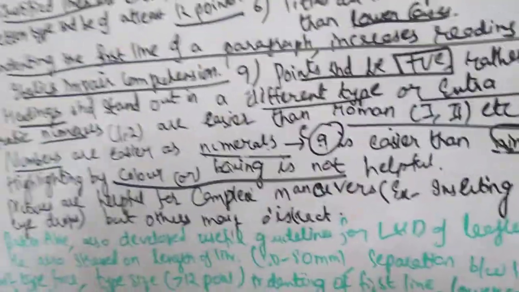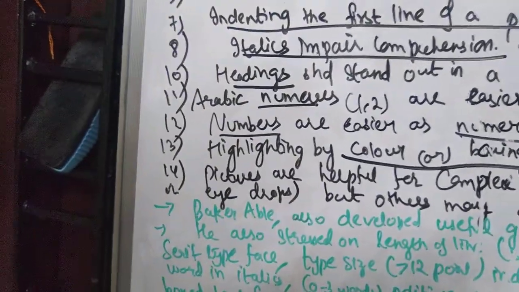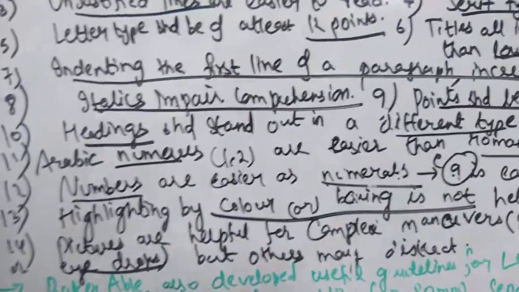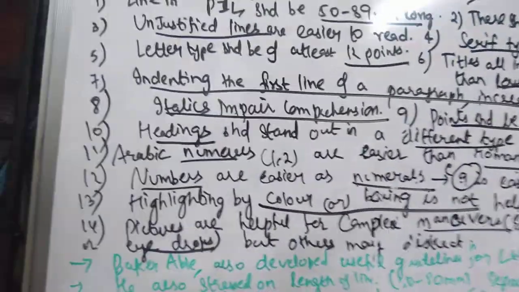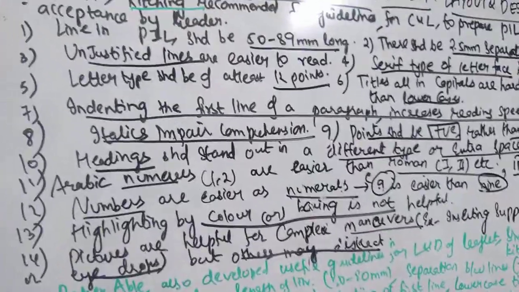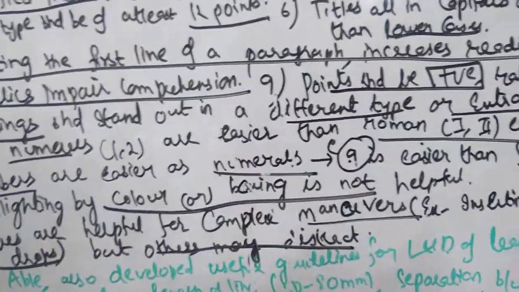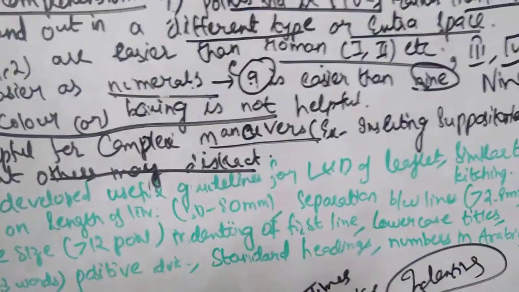So if we show inserting suppositories by a picture, or how to use eye drops, like how to puncture with the nozzle and how to open that opening, it will help in easy understanding and better administration. So pictures are helpful for complex maneuvers, but others may distract. For other dosage forms you need not have a picture, but for complex things which normal patients find difficult to understand, if you introduce a picture, that will help in better understanding, and in a way it will improve patient compliance.